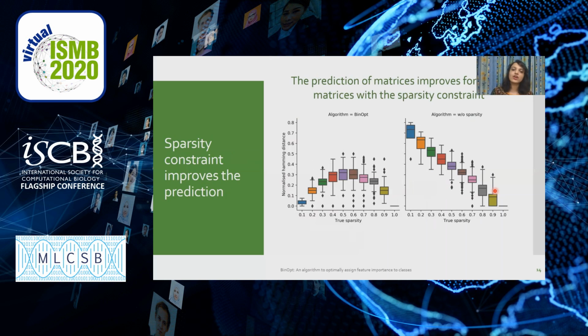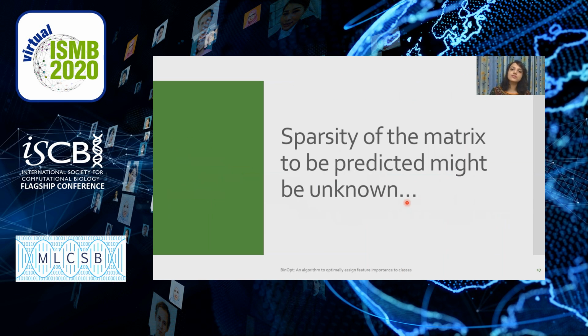Now, the same is not true for sparsity. We find that the algorithm performs well only when the sparsity is very high or very low. And then we looked at the importance of the sparsity constraint. And as you can see, without the sparsity constraint, the prediction of the matrix reduces as the matrices get denser. Now, this assumes that the sparsity of the matrix is always known, which might not be the case.